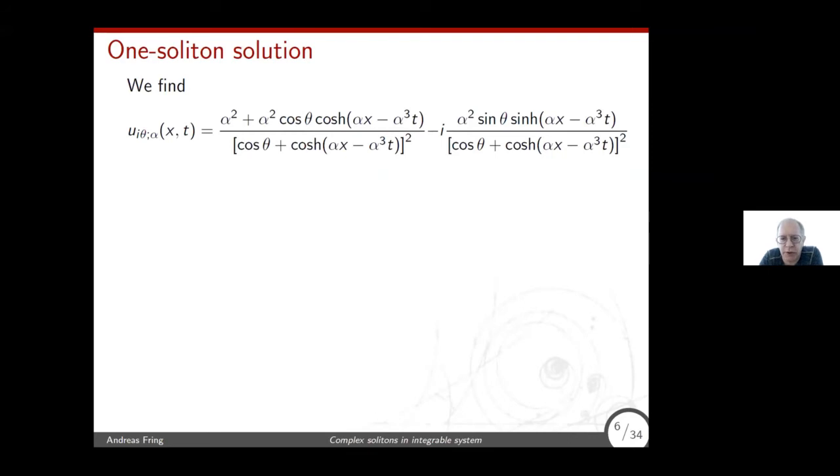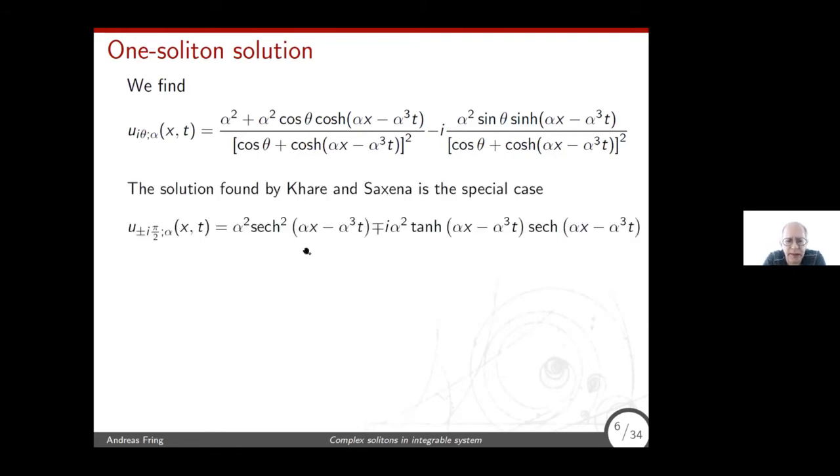So here's a one-soliton solution. It has, of course, now a real and an imaginary part. And surprisingly, when you set our generic parameter theta to plus minus pi over 2, we recover a solution which was previously obtained by Kara and Sashena. They have done it in a very different way. They assumed that your solution would be of a hyperbolic form. They make a generic ansatz, and they found this particular one-soliton solution, which is a special case of our generic solution over here.